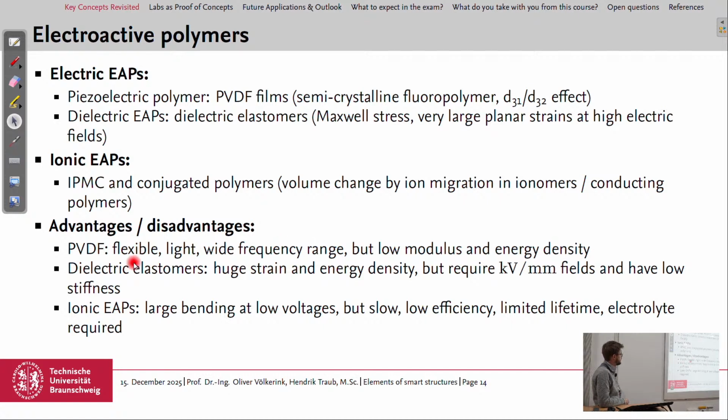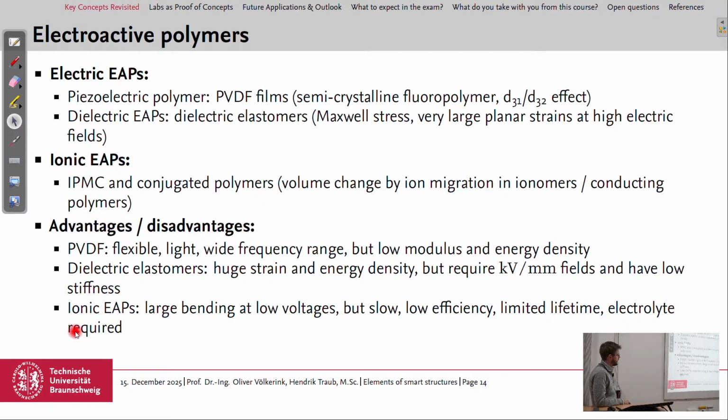Advantages and disadvantages of these materials are that PVDF is flexible, light, has a wide frequency range, but has a low modulus and also low energy density. So it's better to use it as a sensor than as an actuator. And dielectric elastomers can create huge strains and have a high energy density, but we require high fields, and we have a very low stiffness.